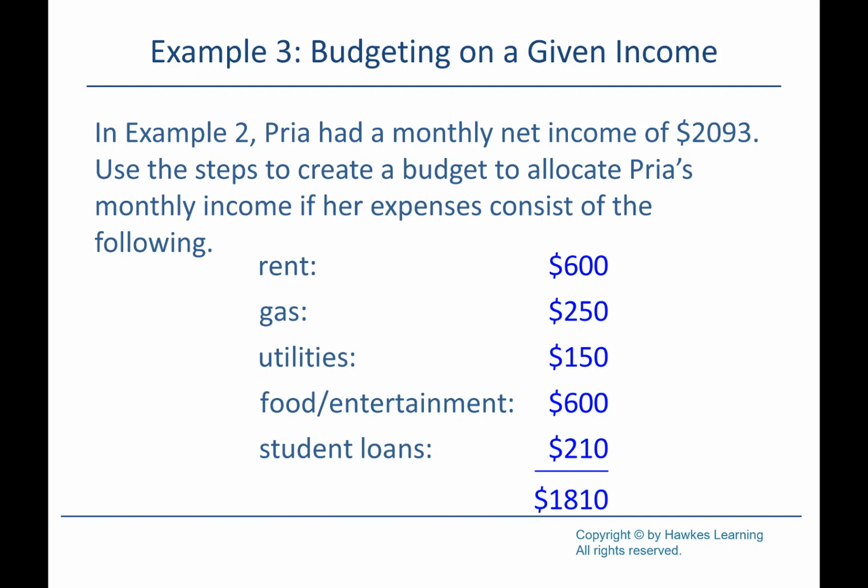So let's look at our items here. So paying $600 for rent. And so either she lives somewhere that has pretty cheap rent. We have cheap rent around here, and $600 is pretty hard to come up with. Maybe she has a roommate, right? She's probably splitting that. $250 for gas. Utilities are $150. That's a little questionable to me. Maybe some of that's included in rent. Right? Food and entertainment, she's spending $600.